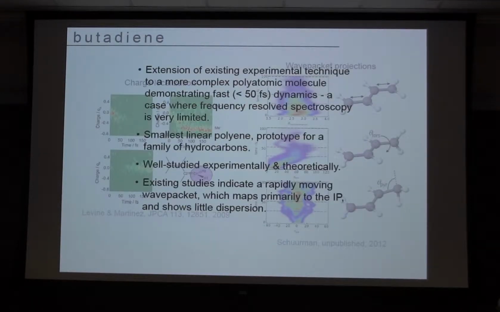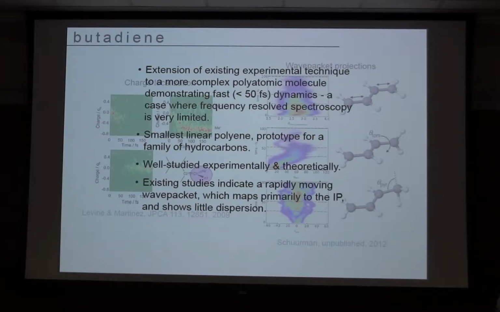Okay, so butadiene is what we're working on at the moment, and this goes back also to why I had those rotational wave packet calculations at the beginning. We basically want to extend this technique that we've worked on for CS2 to looking at a system where we have very fast dynamics. In this case, the dynamics are going to be sub 50 femtoseconds, and a case where frequency resolved spectroscopy can't really tell us very much.